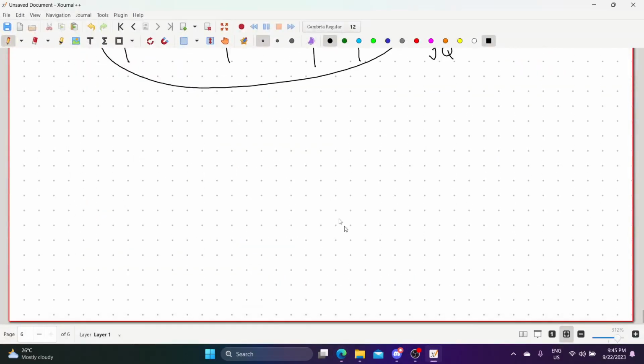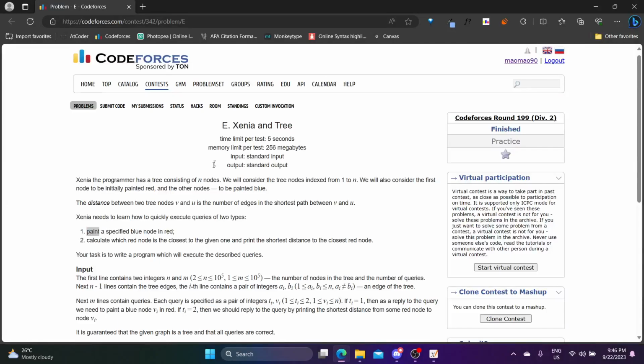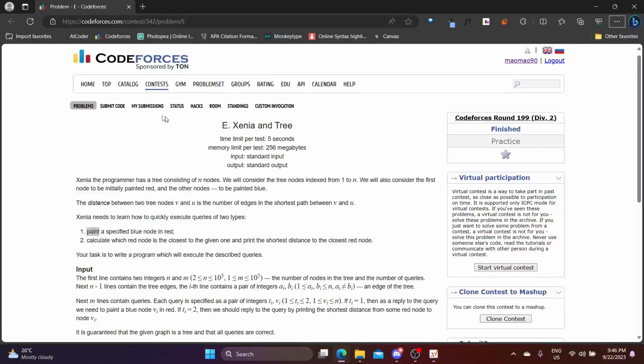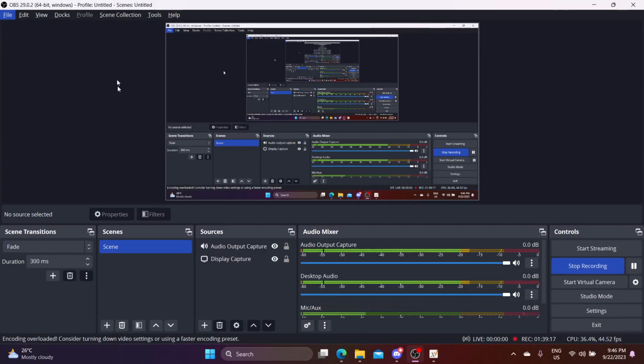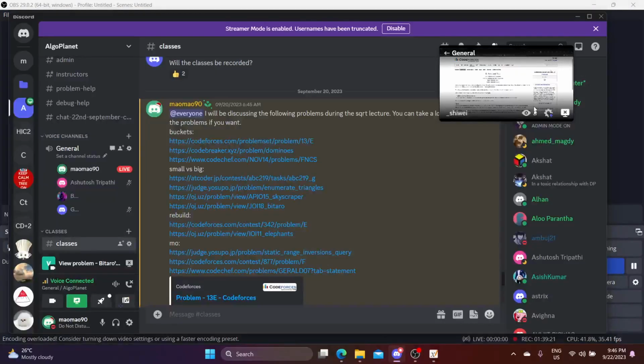So the idea behind this is, let's consider a naive brute force solution. What we can do is, after each query, for each red vertex... Sorry, I don't have the drawing app open. I did it again. Why do I keep forgetting?